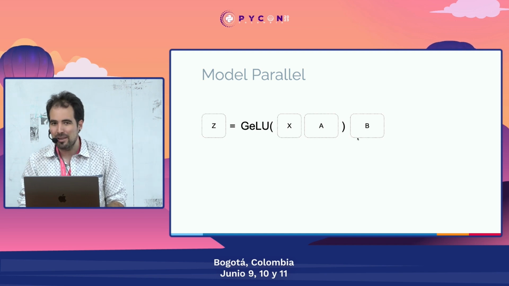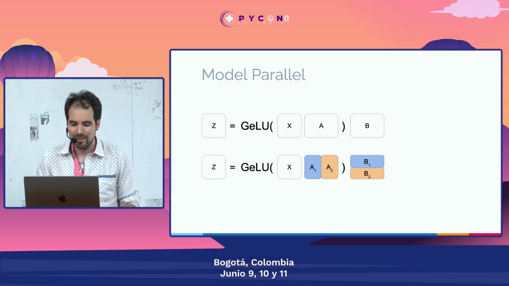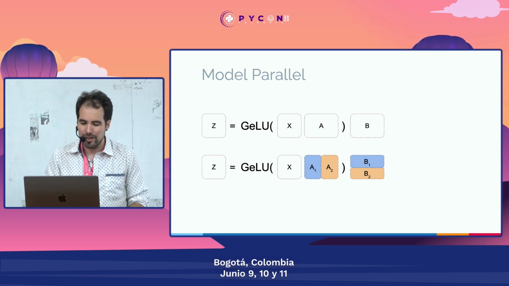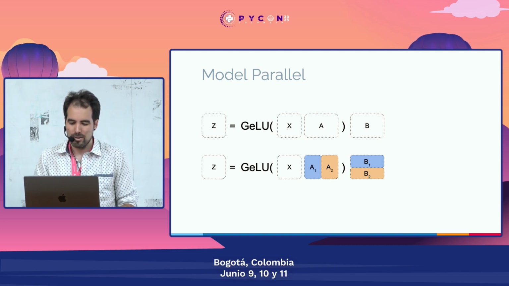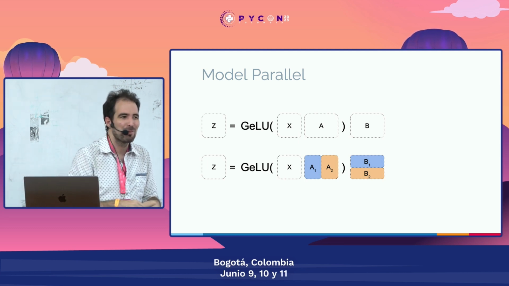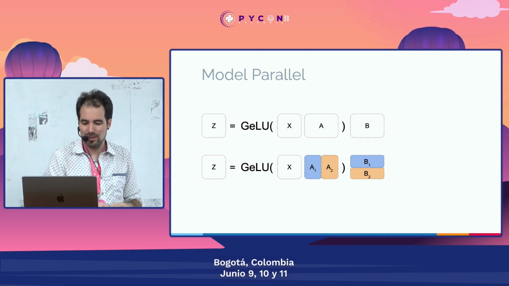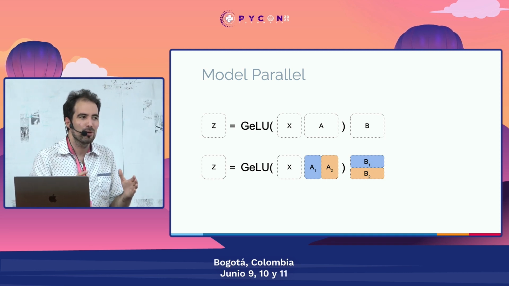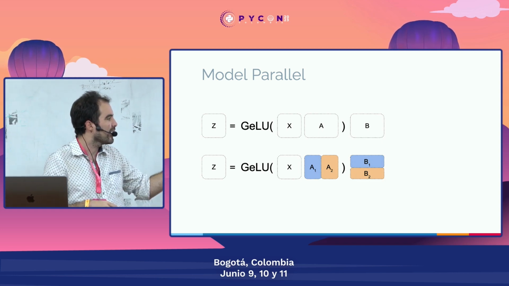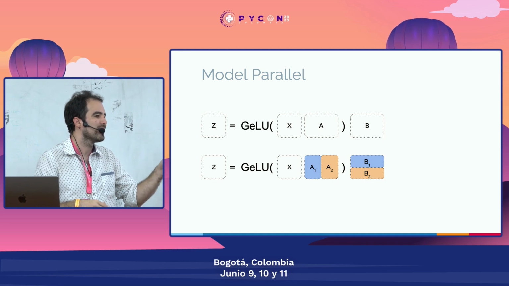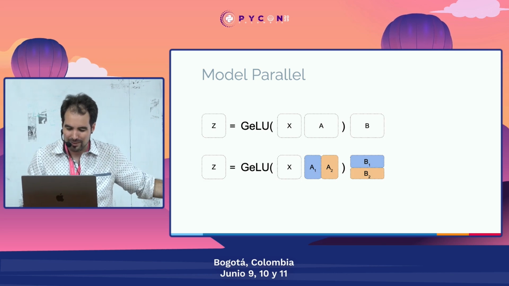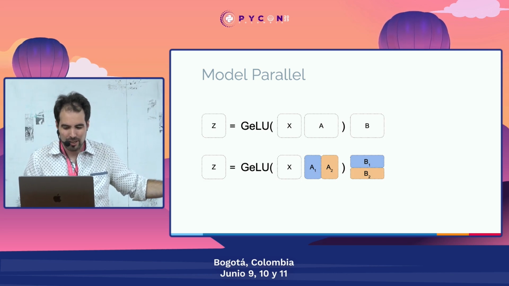So we're gonna do a little math, and we're gonna do a little bit of sharding and see what happens. So we're gonna say, okay, a paper discovered that the optimal strategy to shard our weights W1 and W2, which here I'm calling A and B, is to shard A in the column dimension and B in the row dimension. So we're gonna see why. So let's say we use this sharding strategy.